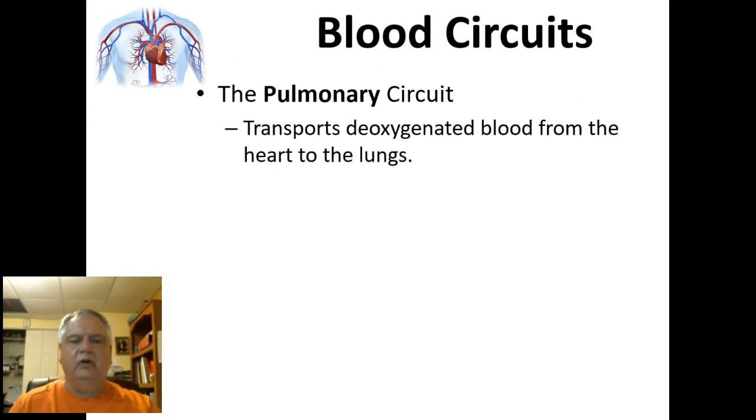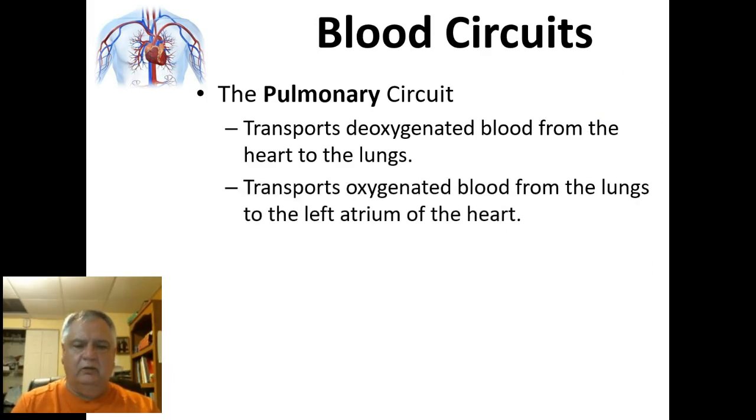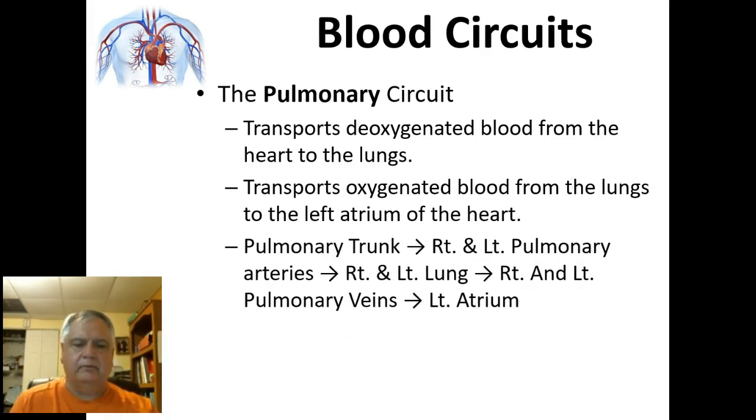A little bit on blood circuits. So when we talk about how blood circulates through the body, we have two main circuits. The first is called the pulmonary circuit. The pulmonary circuit transports deoxygenated blood from the heart into the lungs. It also transports oxygenated blood from the lungs back to the left atrium. So the pulmonary circuit runs from the right side of the heart to the lungs, and from the lungs back to the left side of the heart. That completes the pulmonary circuit.